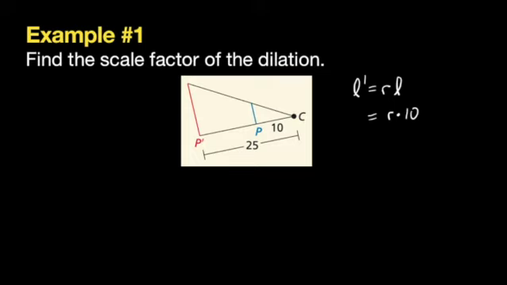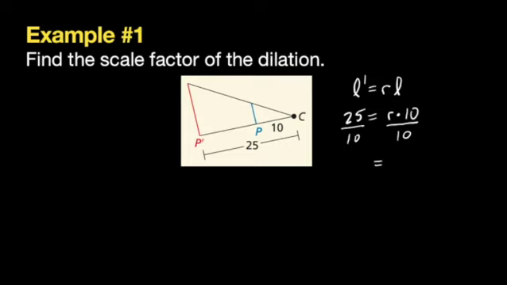L prime. So we're going to put 25 right here. In order to find the scale factor, we need to leave our R by itself. So we need to use inverse operations, and we're going to divide this side by 10 and this side by 10.